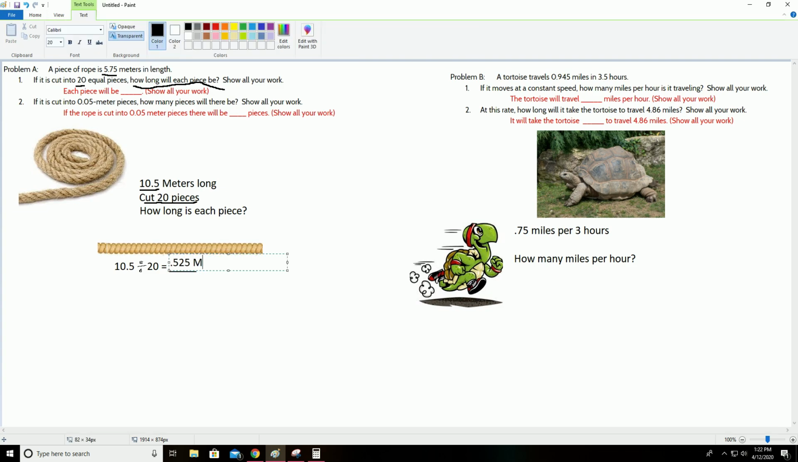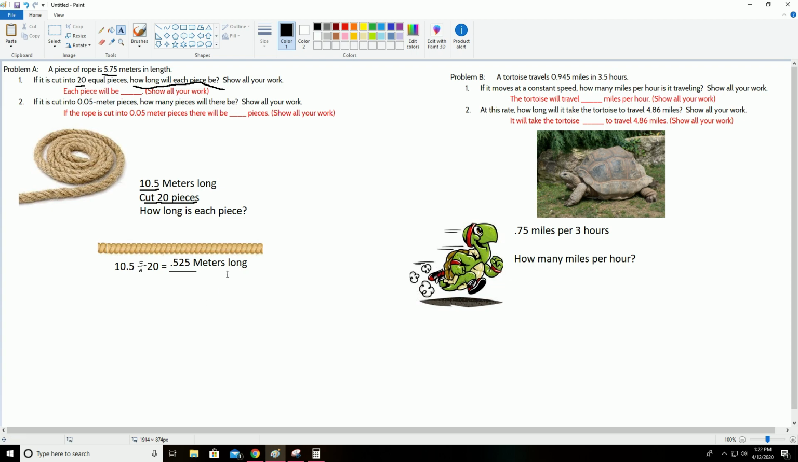It's going to be 0.525 meters long. That's how long each piece would be. Now, keep in mind, I didn't give you the answer to number one. I just worked an example problem with you. So number two says, if it is cut into 0.005 meter pieces, how many pieces will there be?